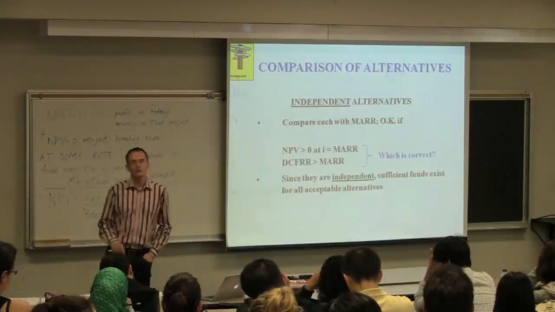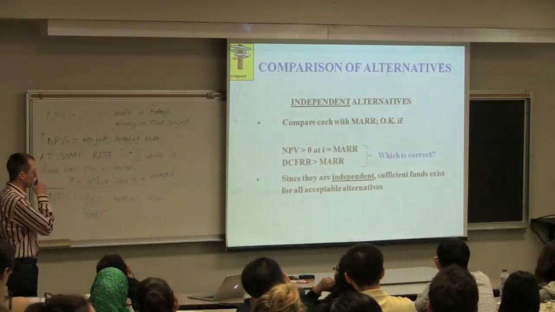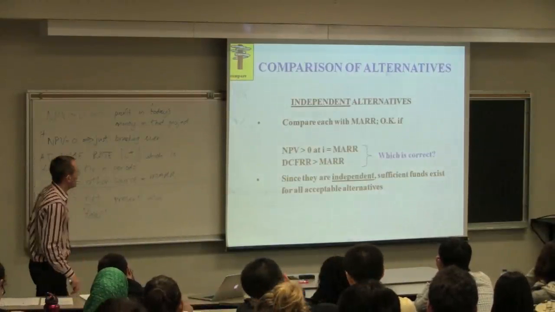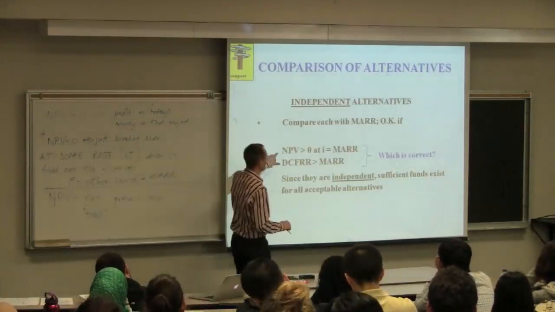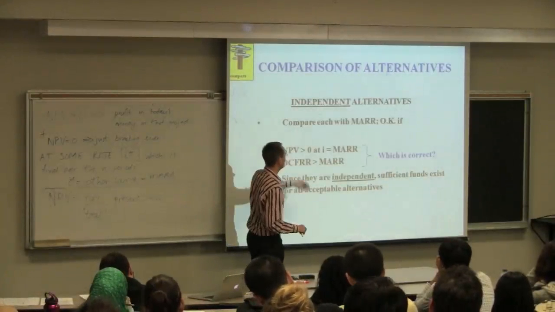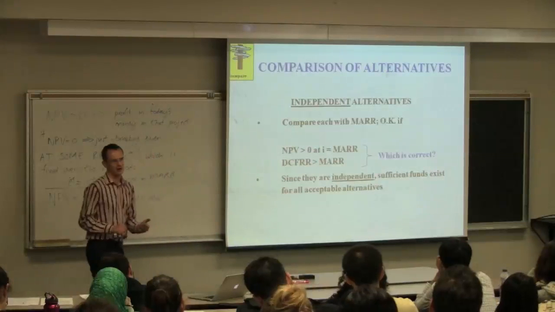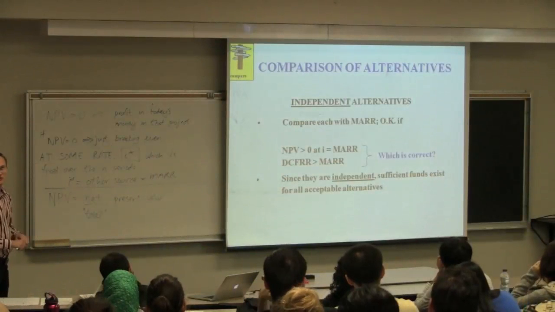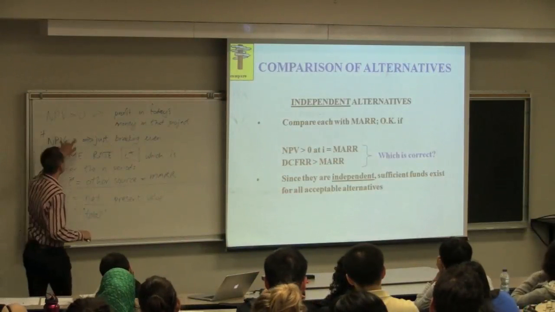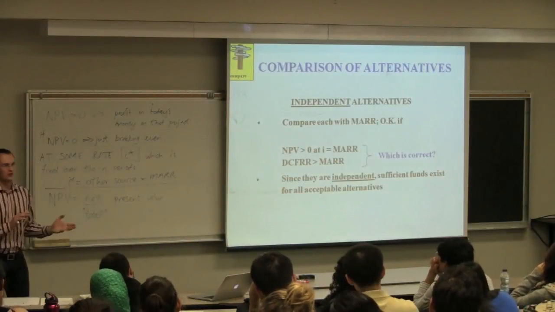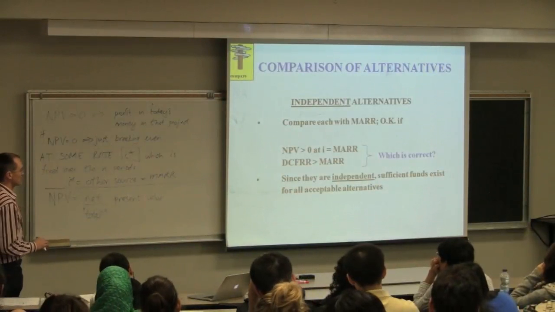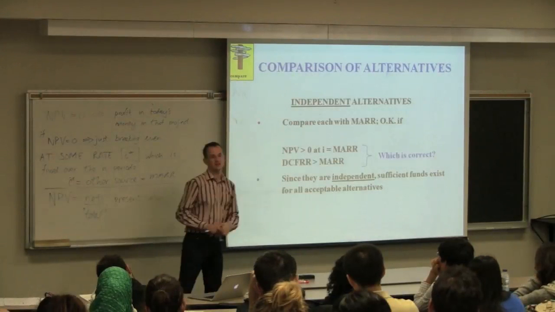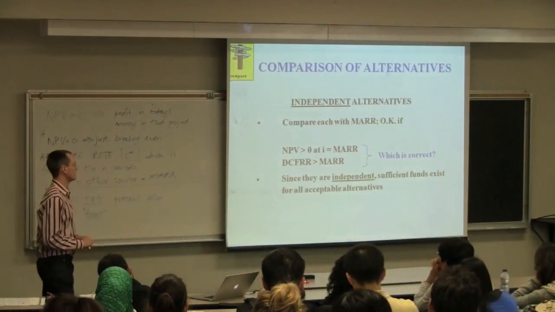Okay, so now we're going to move to this next point, and then we're going to talk a bit more about DCFRR. If you're comparing independent alternatives, which one do you pick? You pick the project that gets you an NPV greater than zero at the MARR percent. So whatever MARR is, you use that percentage in your NPV calculation, you get your NPV, and if it's greater than zero, do you go with the project or not? The other metric that you have available is, if I calculate my discounted cash flow rate of return and it exceeds the minimal acceptable rate of return, do I take that project?